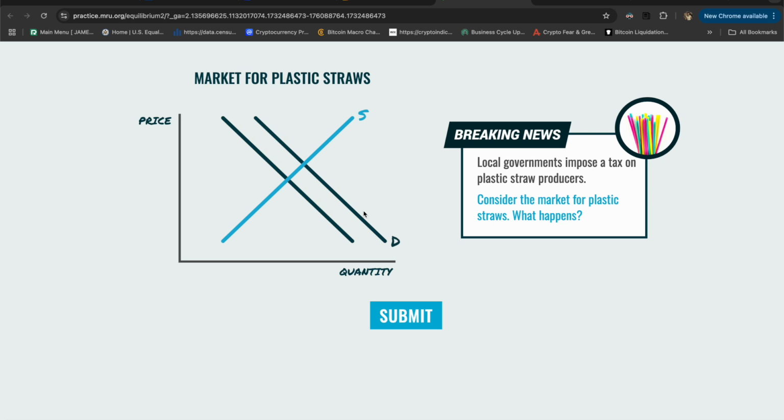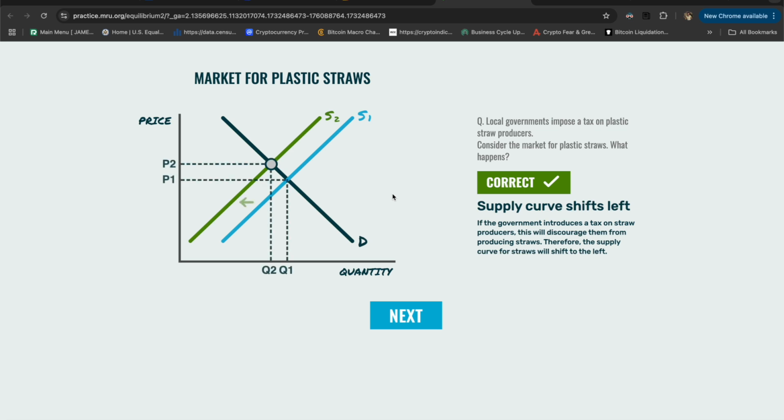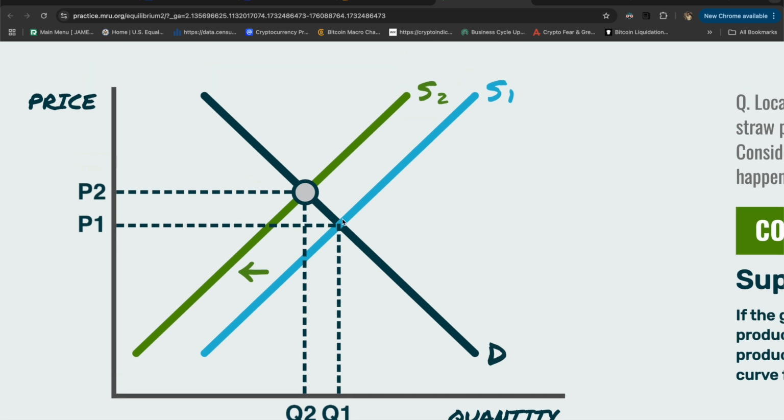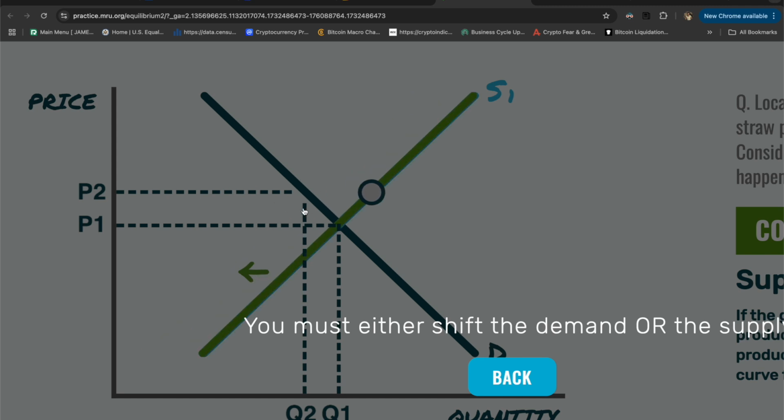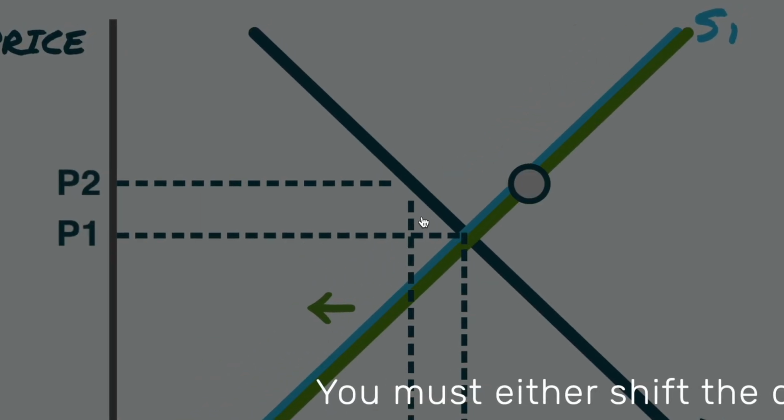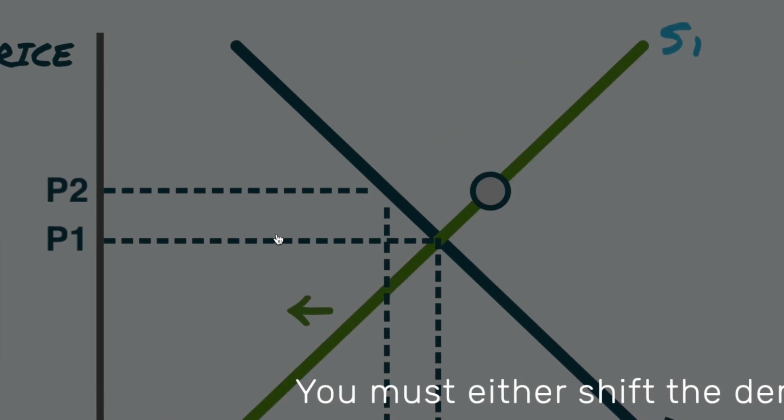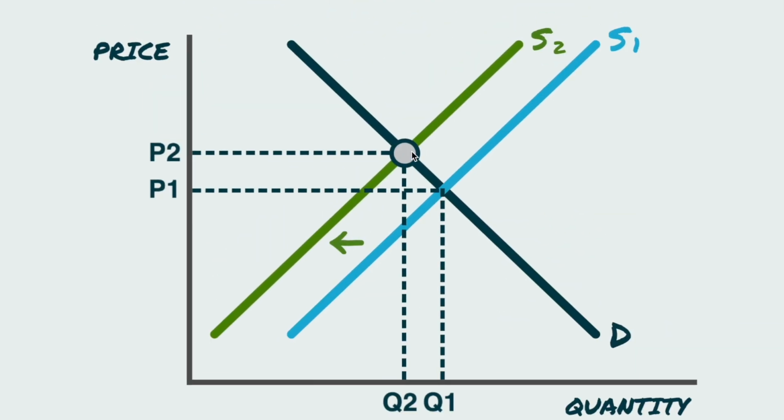And for this little game, for example, it says, breaking news: local governments impose a tax on plastic straw producers. Consider the market for plastic straws. What happens? In this case, supply would actually move to the left. So supply would decrease, and you can see price level 1 was here. This is the prior level. And when the supply curve moved to the left, the green arrow going to the left, the market equilibrium intersects at a higher level, so the price level after that is higher, okay?